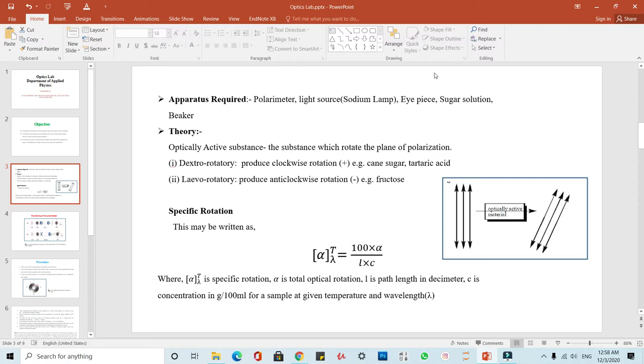Specific rotation. Specific rotation is the rotation of the plane of polarization of a ray of monochromatic light that passes through a tube 1 decimeter long containing the optically active material. The formula for calculating the specific rotation is shown here, where alpha is the total optical rotation, L is the length of the polarimeter tube in which we fill the sample, which we have to measure in decimeters, and C is the concentration in gram per 100 ml for a sample at a given temperature and wavelength.